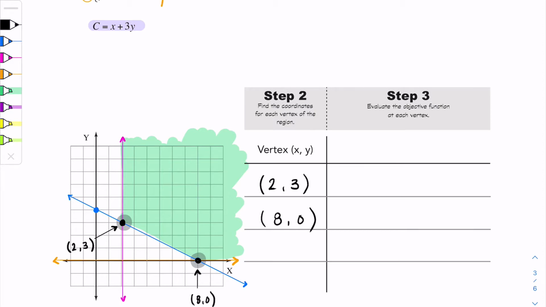They're going to be given to you for these problems, and then in word problems, you obviously write them. But don't make them up. Make sure you use the correct objective function. X plus 3y is what we're using for this problem.